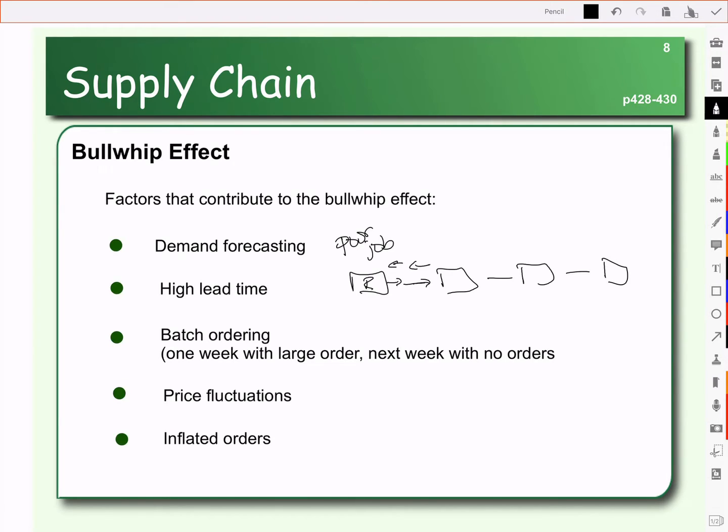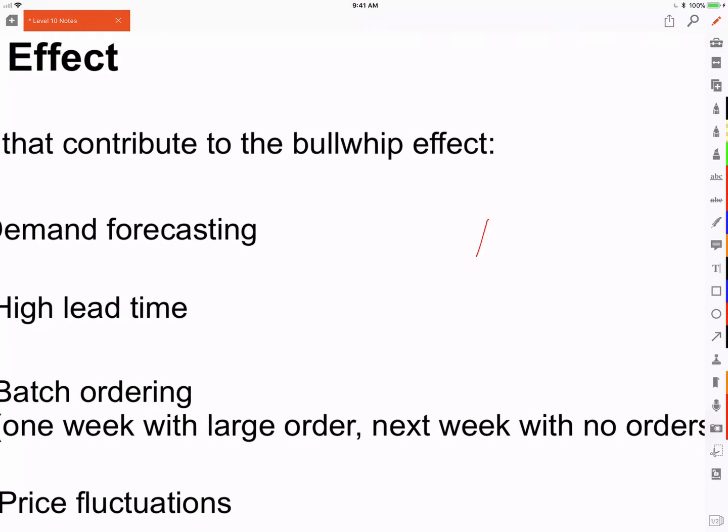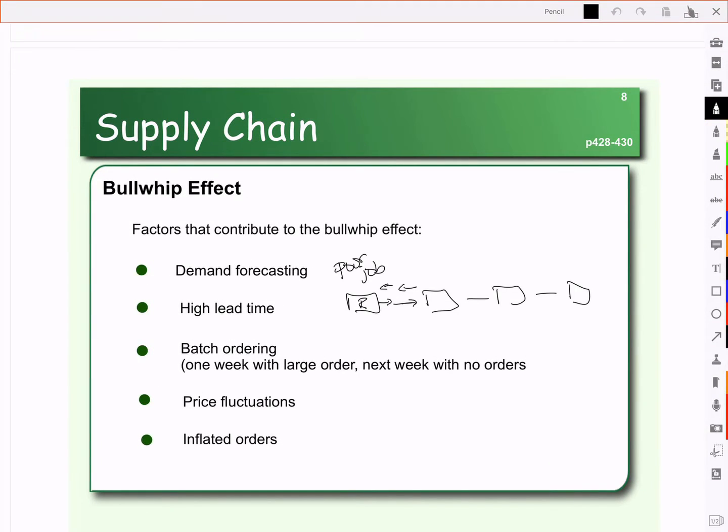So what happens then is you order a big quantity and then there's a couple weeks where you don't order anything, and then you order a big quantity again. That means further up the supply chain they get a big order, and then they don't get an order for a couple days, and then another big order. These batch orders that we do when there's high lead time, or when we wait for sales and buy large quantities all at once, create a lot of instability in production and have a ripple effect all the way through the supply chain. Okay.